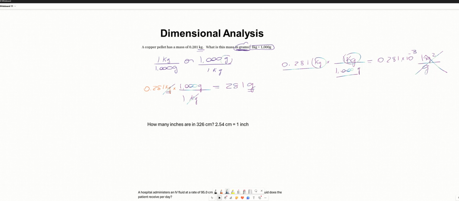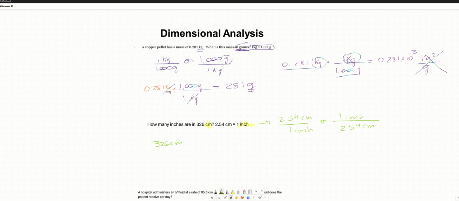So let's go to another example. Just press pause in your video and try to do the second one by yourself. Read the problem and ask yourself what I have here and what I need. So I have centimeters and 1 inch. So I will start with this. I have 326 centimeters, and I know that 2.54 centimeters is 1 inch.